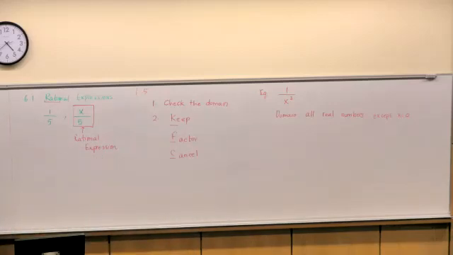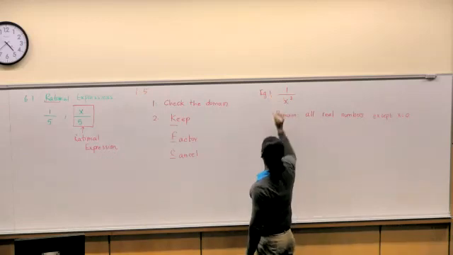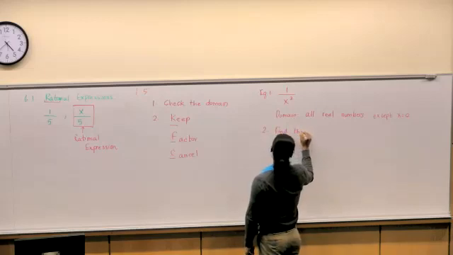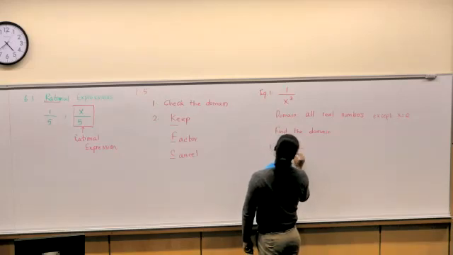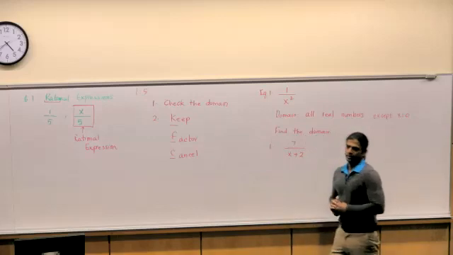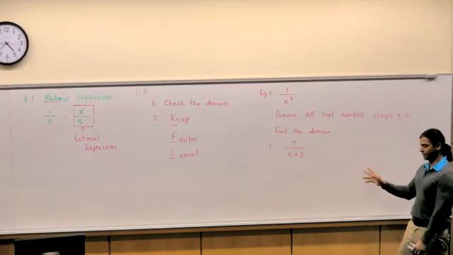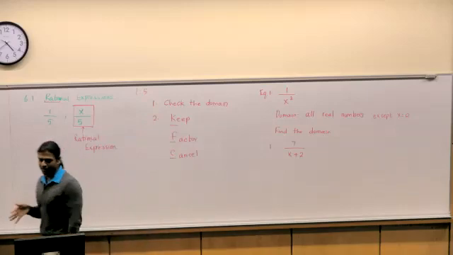Oftentimes, when we factor, we will know what would give us a 0 in the denominator. That is our expression, and we want to find the domain of that expression. So, very first step, we have to check the domain.